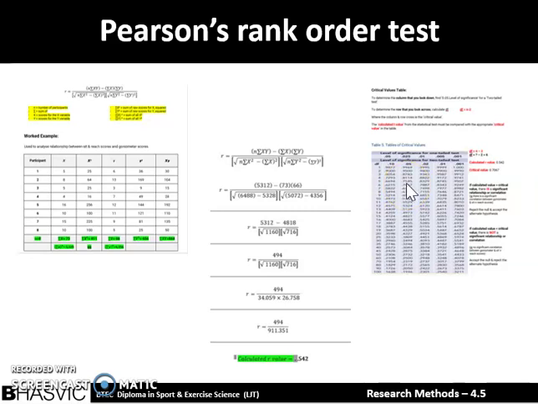We will then go down and match it up with 6, which gives us an answer of 0.7067. So if the calculated value we have, which was 0.542, is bigger than the critical value, there is a significant relationship or correlation, which means you reject the null hypothesis. If the calculated value, however, is smaller than the critical value, then there is no significant relationship or correlation. So my calculated value was smaller than the critical value, which means that there is no significant relationship between my two results.